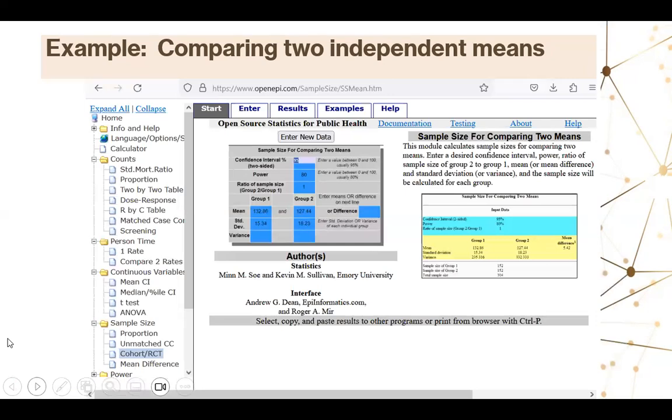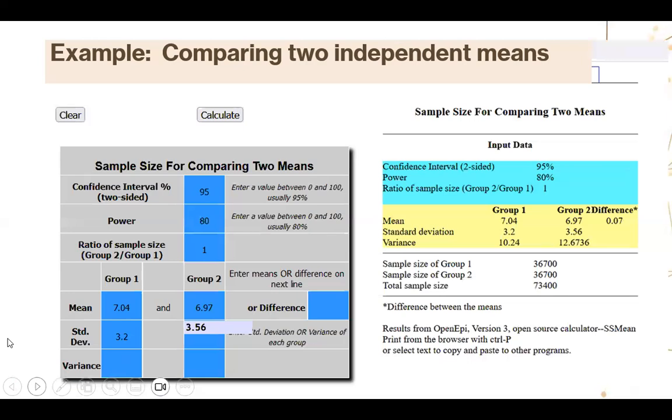Going back to OpenEpi, I now choose the sample size for mean difference. So the tabulation asks for the mean of group 1 and its standard deviation, and the mean for group 2 and its standard deviation. So the standard deviations I derived are shown here, both for the males and the females. I inputted the means as well, and this is how it comes out as the sample size for comparing two means. I need a sample size of 36,700 for group 1 and the same number for group 2.